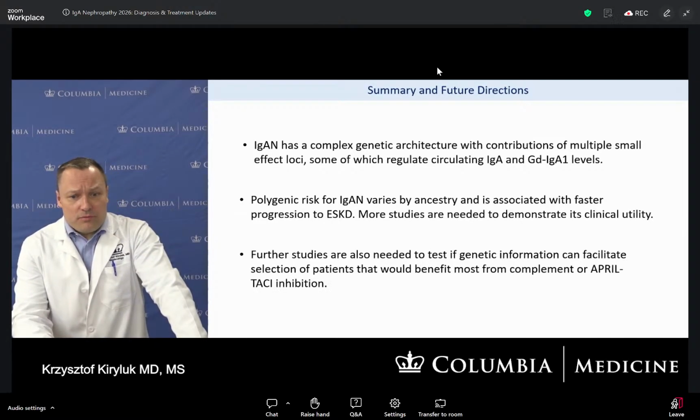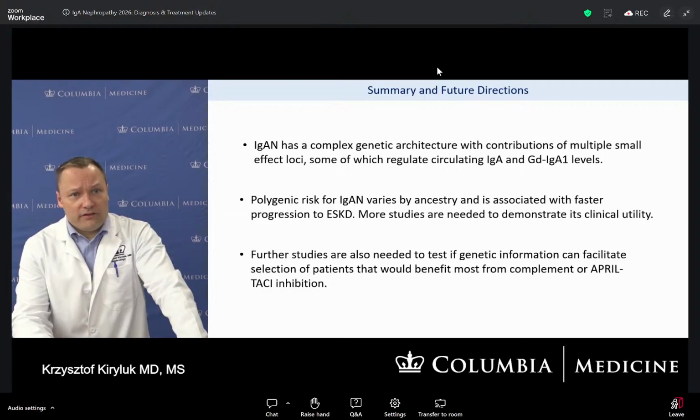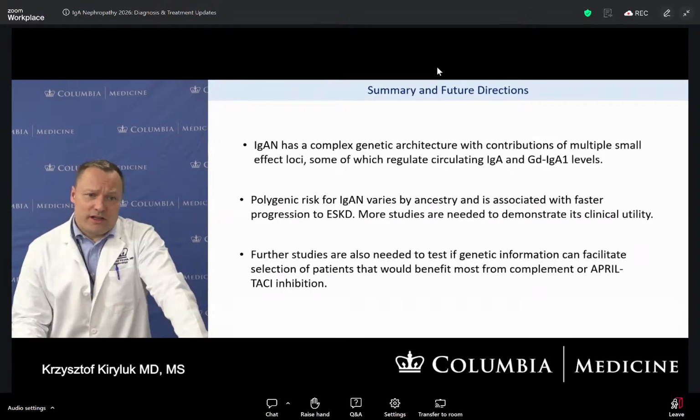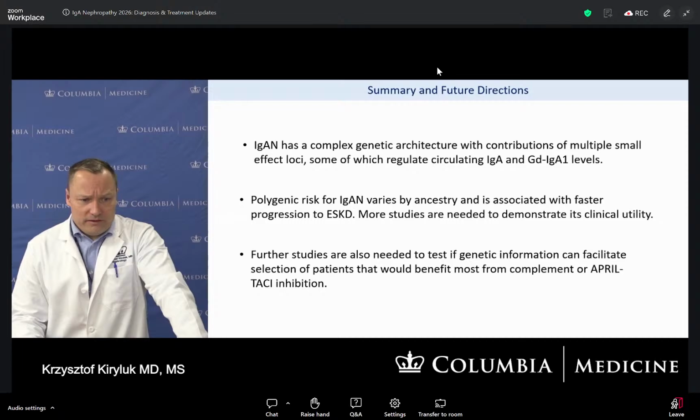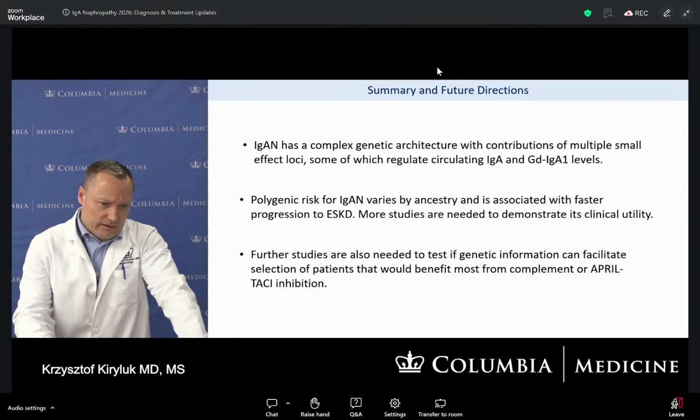And we need much more work to better understand how the genetic makeup and genetic contributions of these common alleles contribute to response to these new therapies, such as complement inhibition and APRIL TACI inhibition.